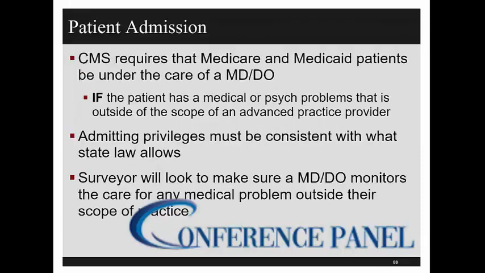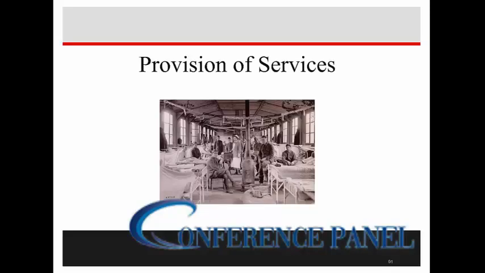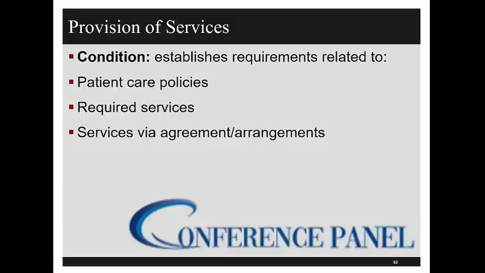Now, as far as patient admission, CMS says that Medicare and Medicaid patients must be under the care of a physician. And now I'm going to start on provision of services. As I mentioned, this was a major component of the critical access hospitals. You have to establish a requirement that talks about patient care policy on your required services, or if it's through an arrangement or an agreement, in other words, a written contract.